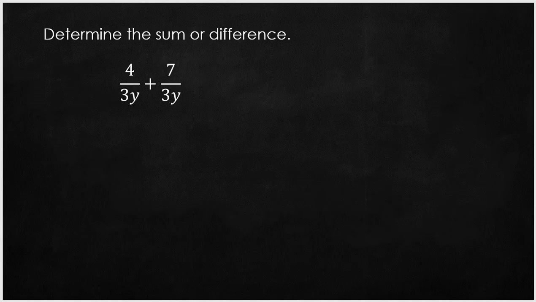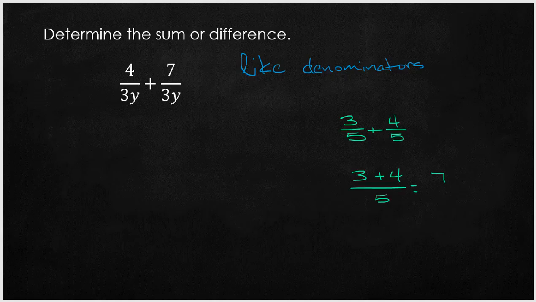Now, the nice thing to point out here is these two denominators are the same, so we have like denominators. If we have like denominators, this is really straightforward. All we're going to do is just like you would with a regular fraction. So let's harken back to a time where we were adding stuff like 3/5 plus 4/5. And to add those, since the denominators were the same, you would simply do 3 plus 4 over 5, and that would get you 7/5.